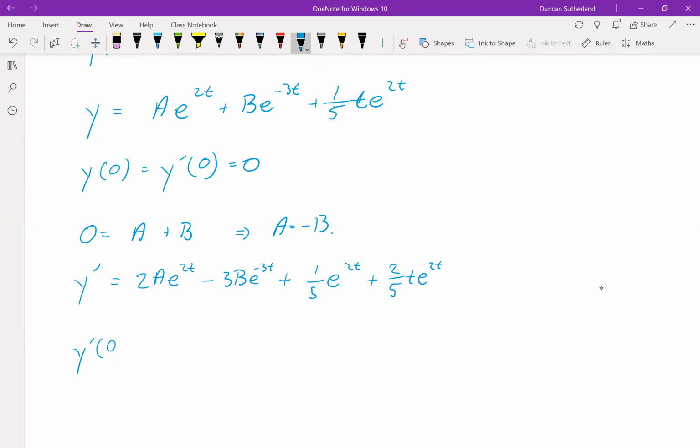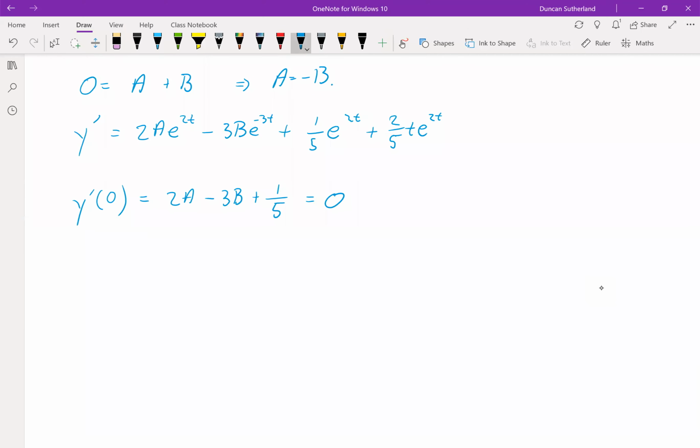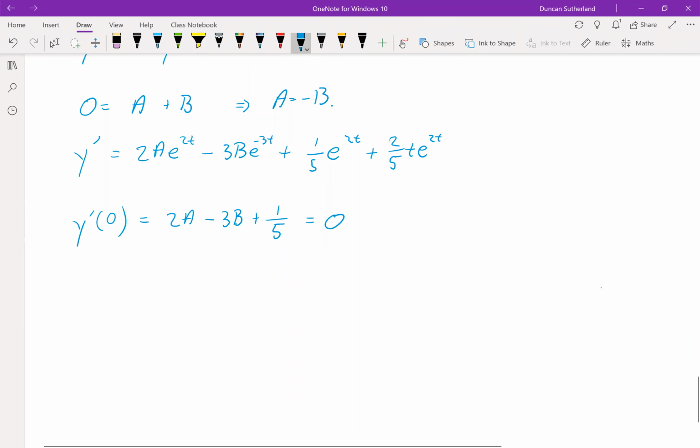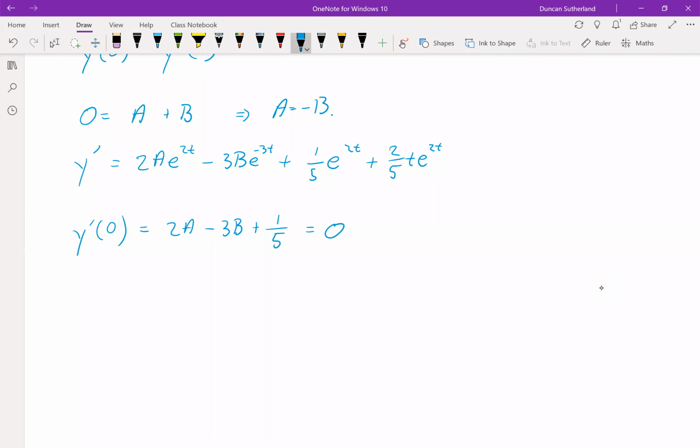So y prime of 0 equals 2a minus 3b plus 1/5 plus nothing equals 0. This one goes away because there's a t sitting out the front, and t is 0. So we've got a equals minus b. We plug that in, we get minus 5b equals minus 1/5. B equals 1/25. A equals minus 1/25.